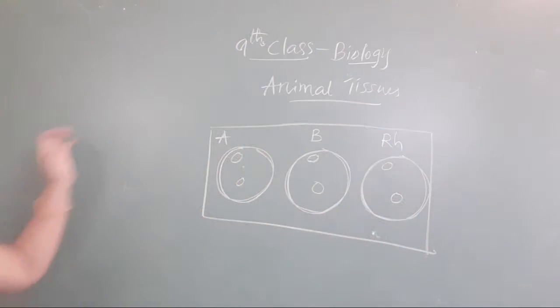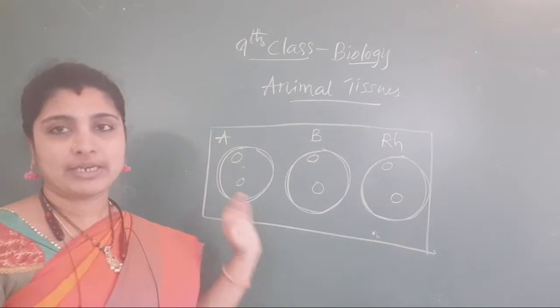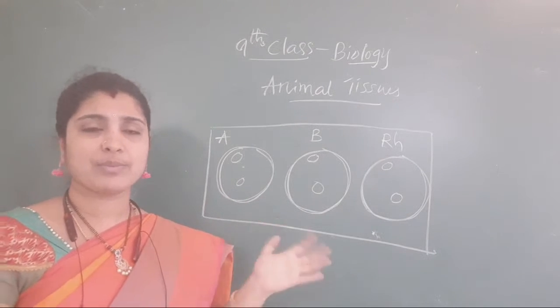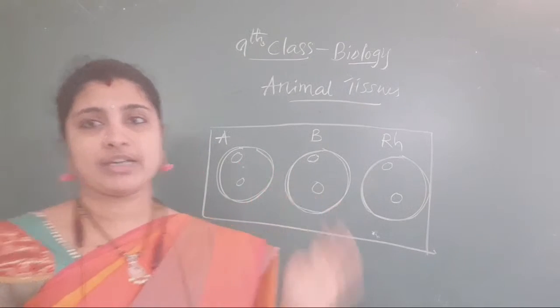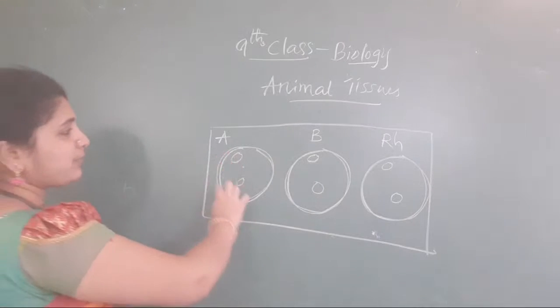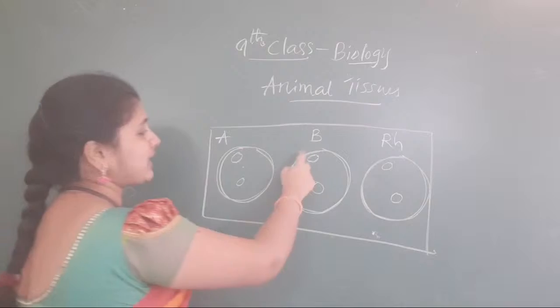So what you are doing? First of all, you have to take a porcelain plate. Okay, students, again I am repeating. In the kit itself, you will get the porcelain plate. On the porcelain plate, with the help of a wax pencil, you have to make 3 circles.